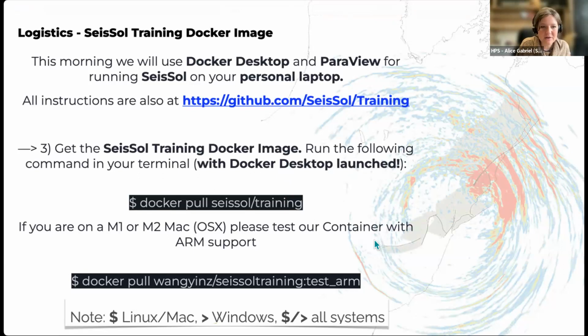One important note is if you are joining today on an M1 or M2 Mac, so one of the newer OS X laptops, you can test our container with ARM support. That has a slightly different name here. So instead of doing docker pull SeisSol training, you would do docker pull and download this test ARM support training Docker image that Ian has been working on with many of our group lately. Okay, just a notation: what I mean with the dollar sign is that I'm talking about the command line.